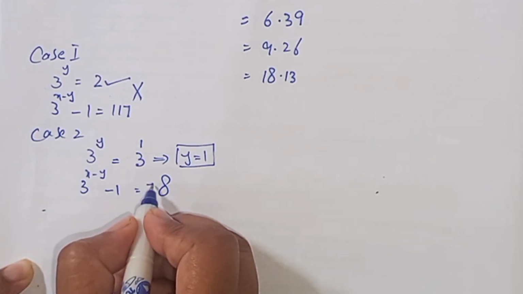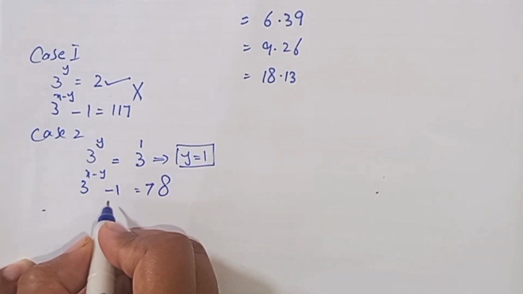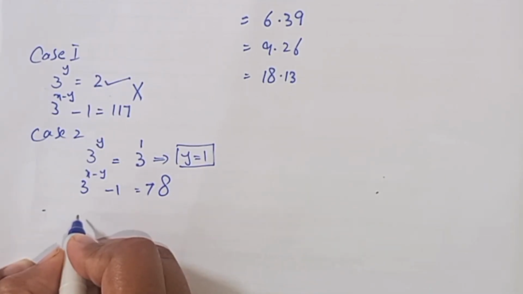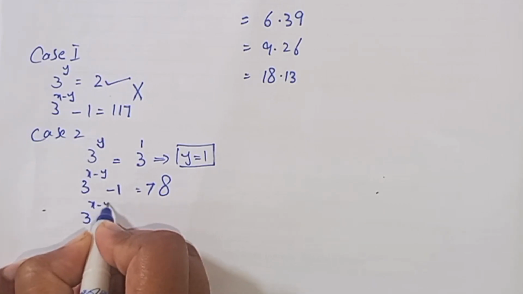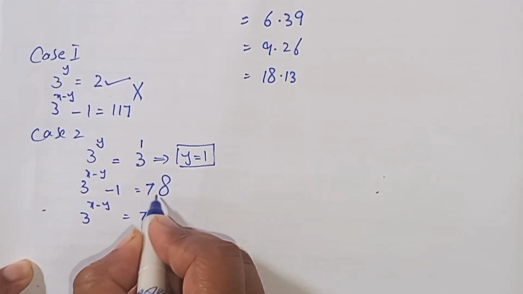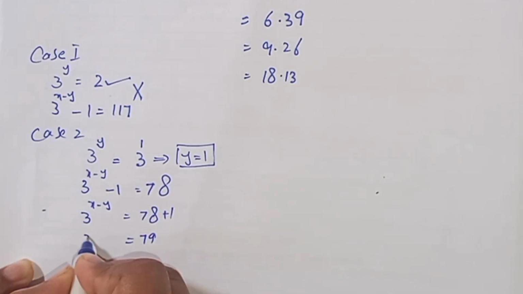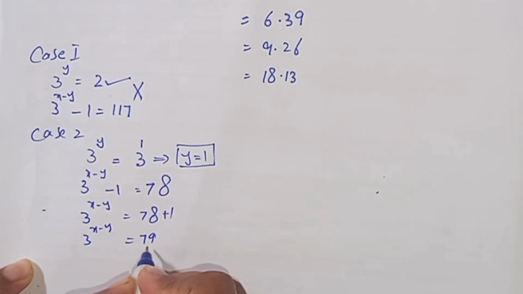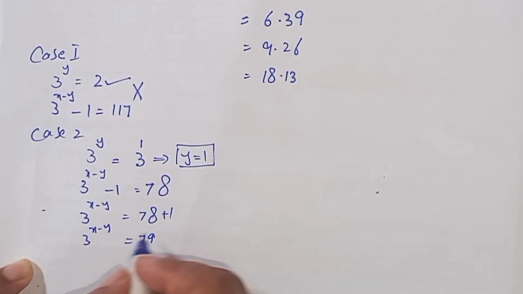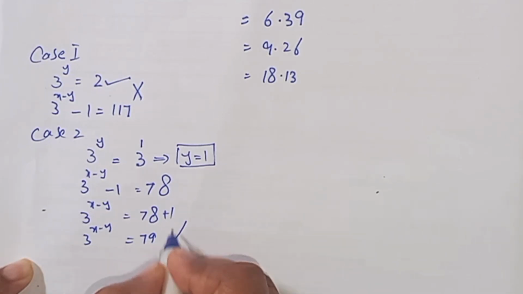Now look at this, if we add 1 on both sides of this equation, then 3 raised to the power x minus y is equal to 78 plus 1, and this is equal to 79. So we cannot write this 79 as a power of 3. So we cannot consider this case.